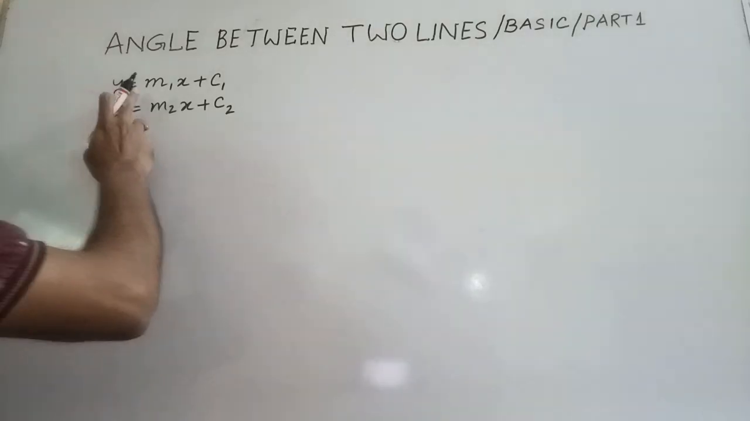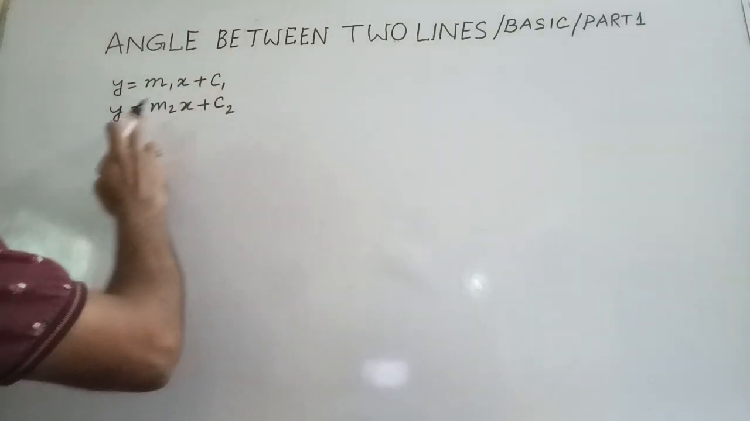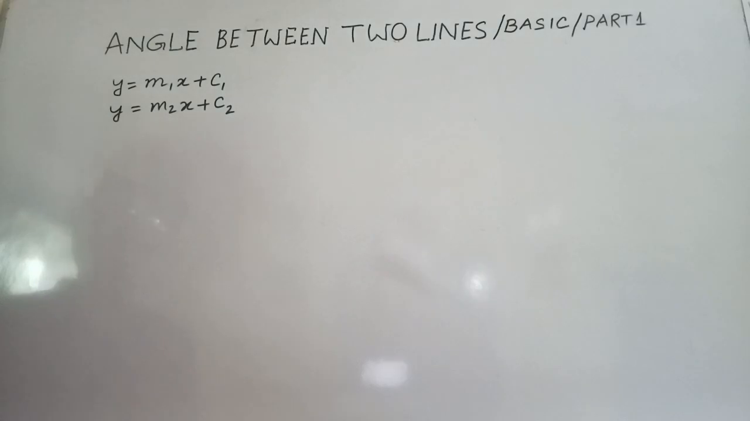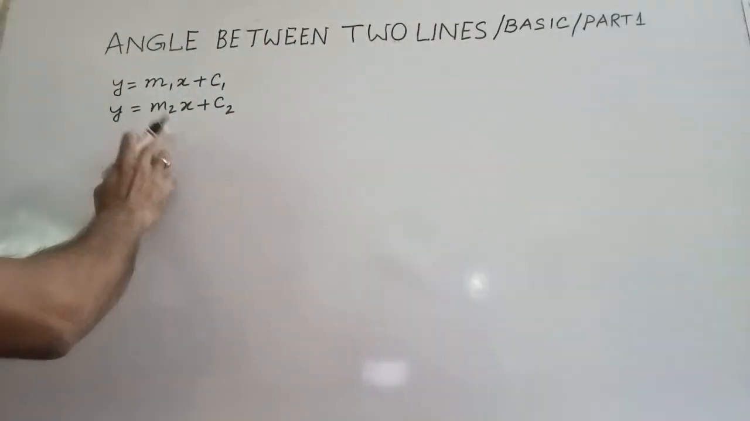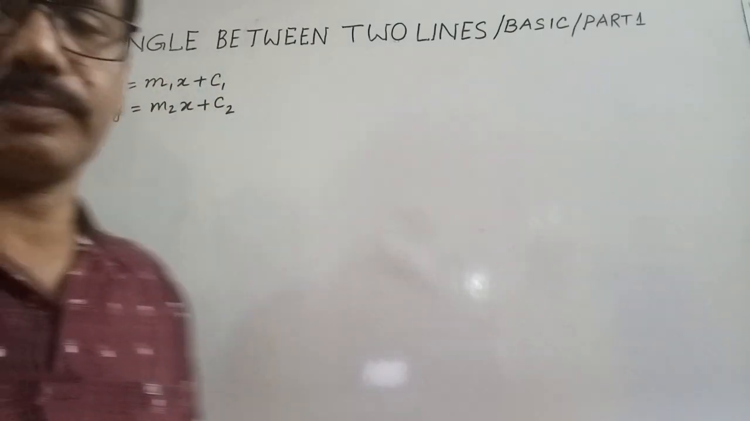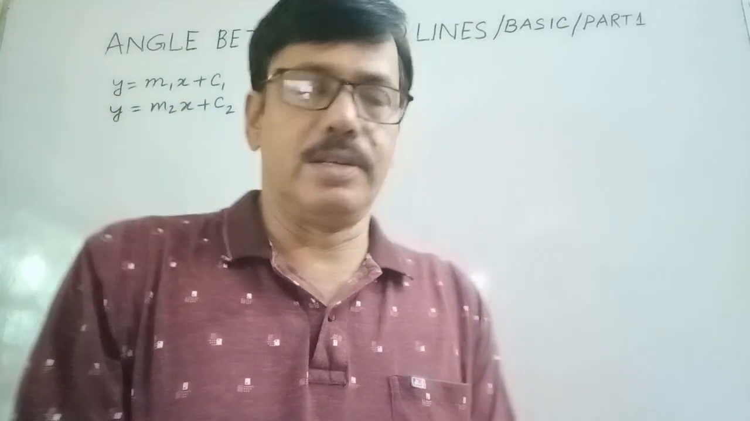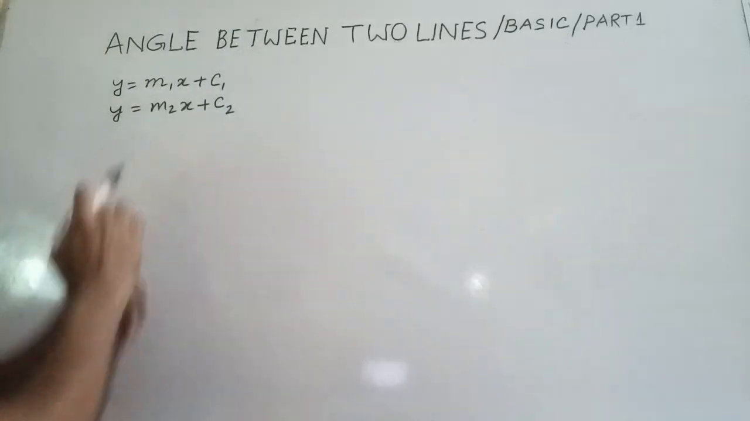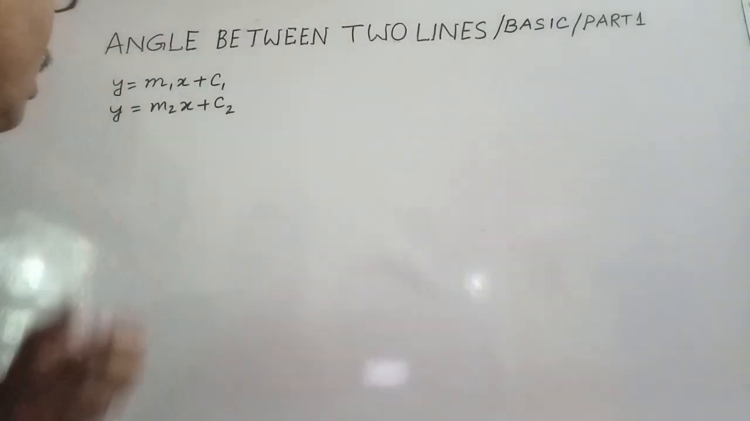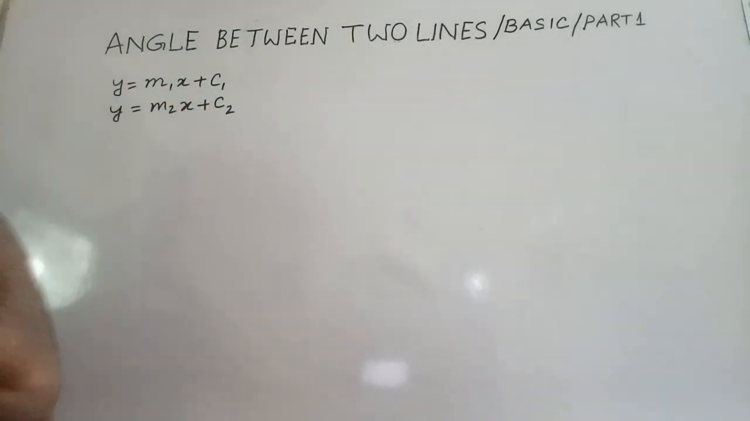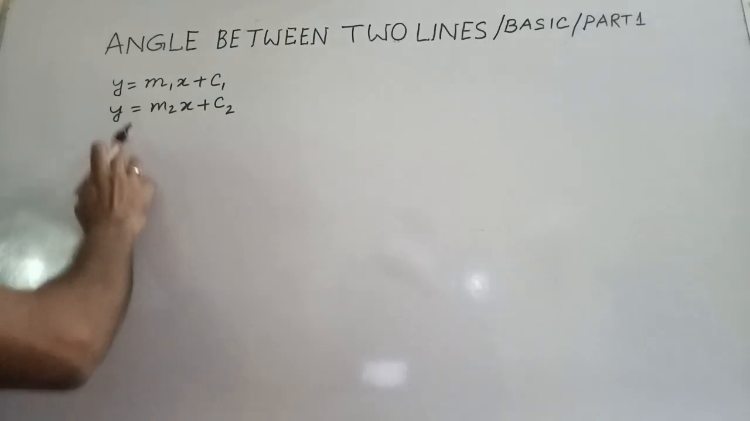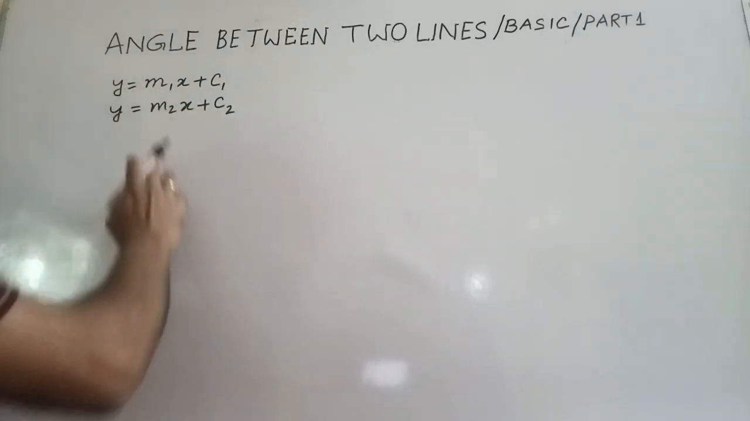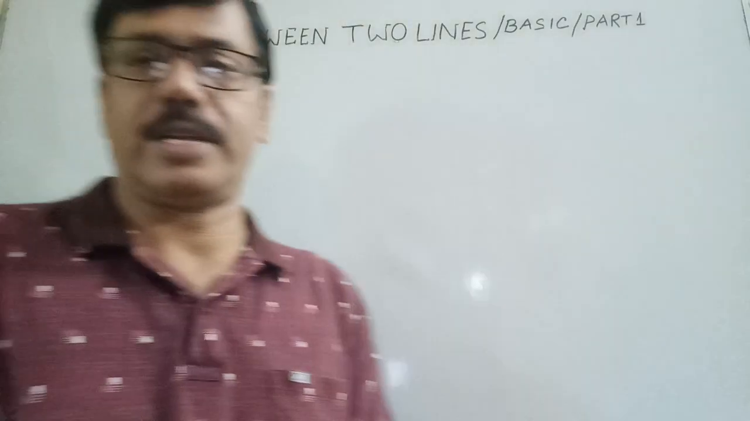Look, y equals m1x plus c1 and y equals m2x plus c2. So these are the equations of lines in slope-intercept form. We find the angle between two lines. So we know what m1 is. m1 is the slope of the first line and c1 is the y-intercept. m2 is the slope of the second line.